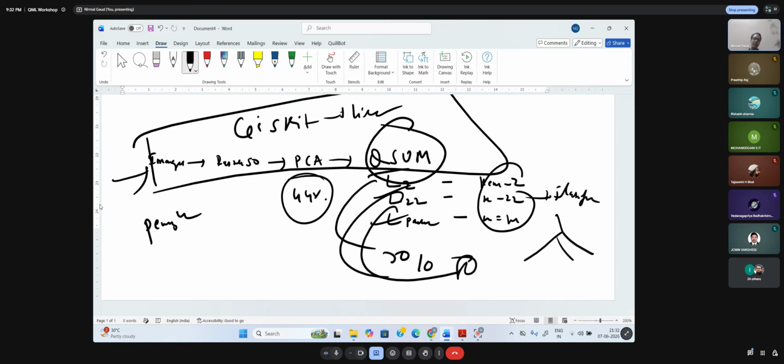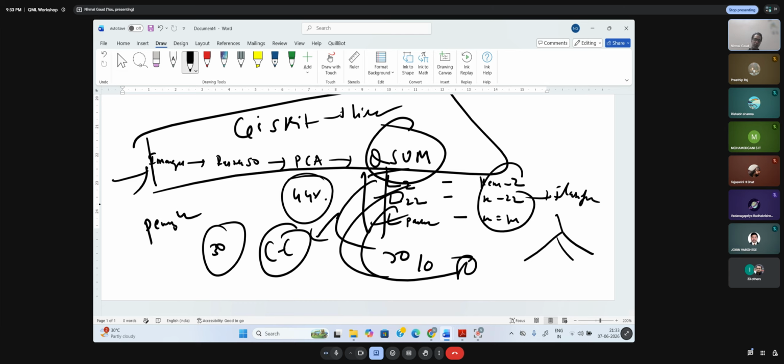QSVM, quantum support vector machine, with three components: Z feature, ZZ feature, and poly feature. We have extracted these from the images, and I took only 30. I got stuck on the code; I don't know how much time it will take to run. Computational complexity is also one of the issues.